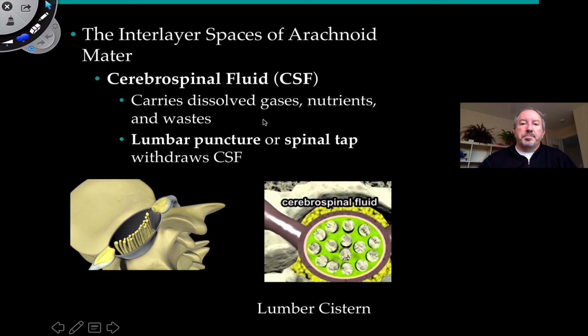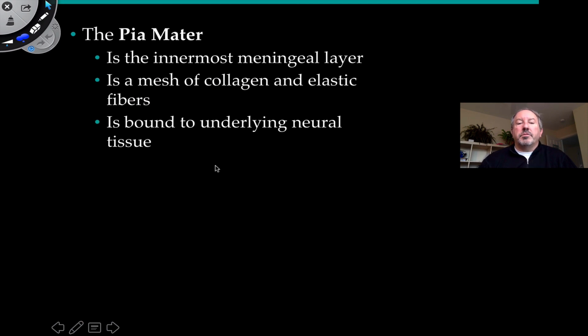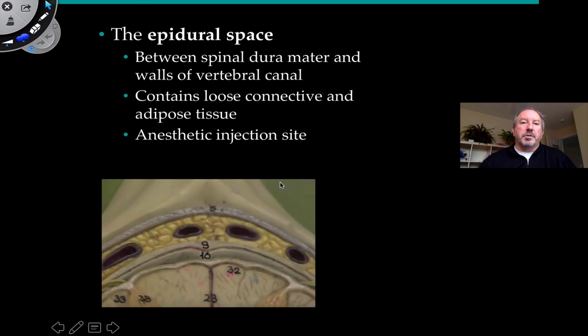So the pia mater, which is again the innermost or the closest meningeal layer to the spinal cord, is also a mesh of collagen and elastic fibers, and it's bound to underlying neural tissue of the spinal cord. Now, coming back out to this epidural space, which is made up of adipose tissue and blood vessels.